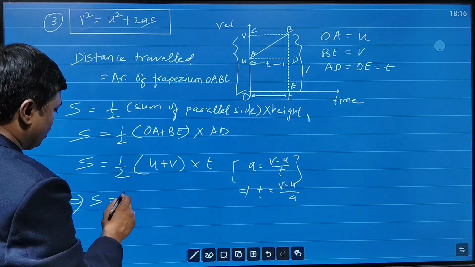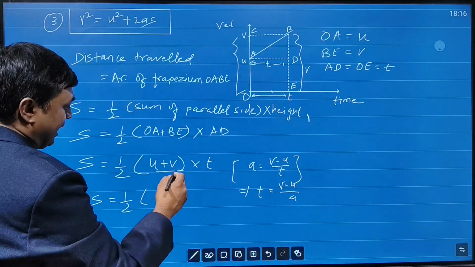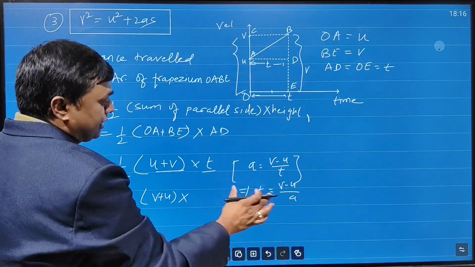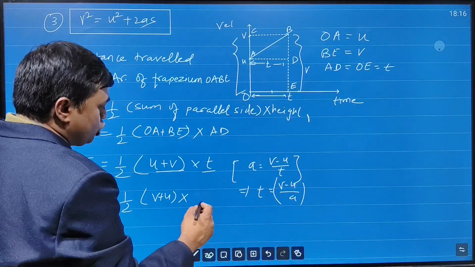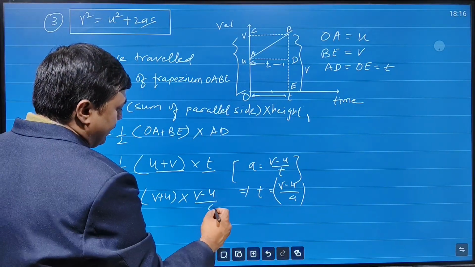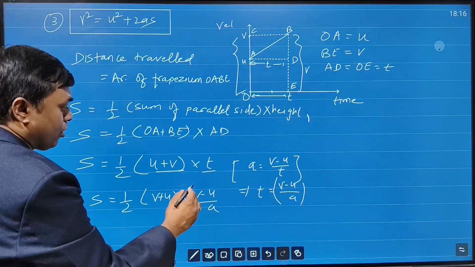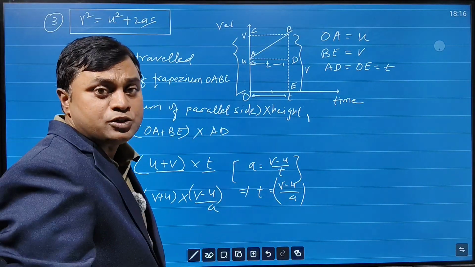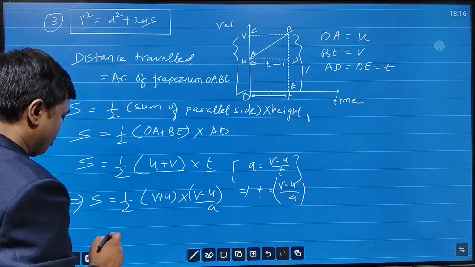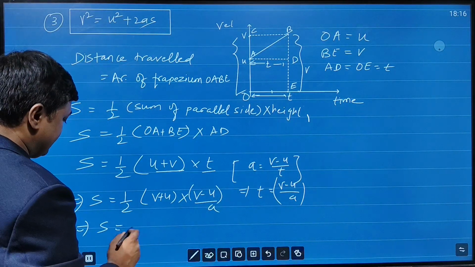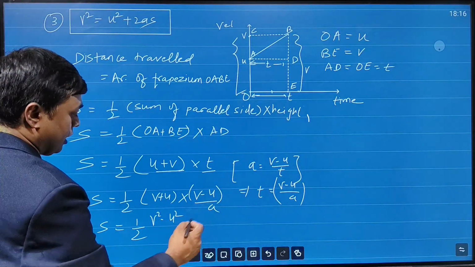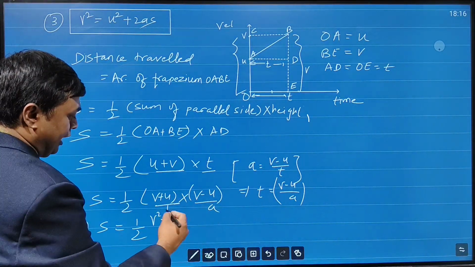So S is equal to half into, can we write this as V plus U? We rearrange into time. Time we are putting V minus U by A. Now this is in the form of A plus B into A minus B. A plus B into A minus B is what? A square minus B square. Can we write? Yes. So S is equal to half into, this is V square minus U square, upon the denominator, which is A into 1, that is A.